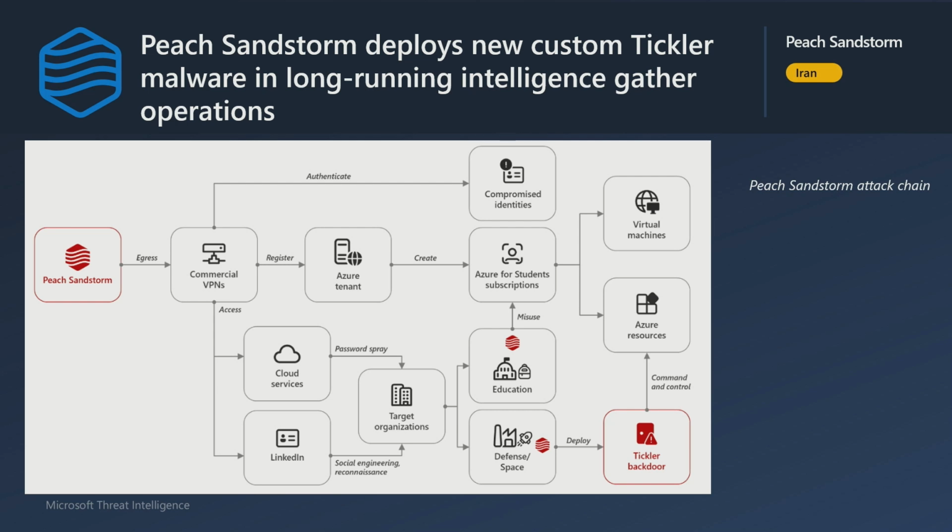Once they were in, they downloaded a new custom multi-stage backdoor named Tickler. Tickler leverages attacker-controlled Azure subscriptions for command and control, and it tends to collect network information from the host and send it to the C2 URL. We believe that's used for the threat actor to orient themselves in the network before laterally moving using SMB or RMM tooling.